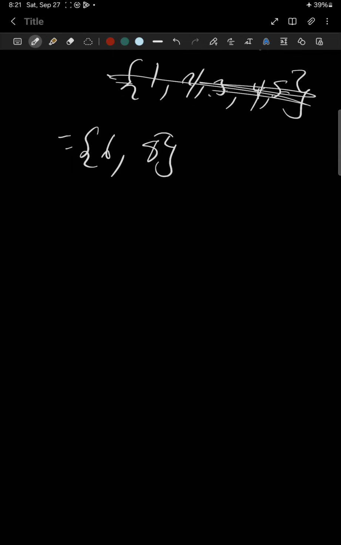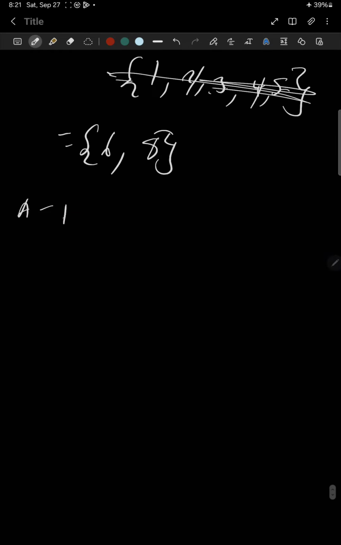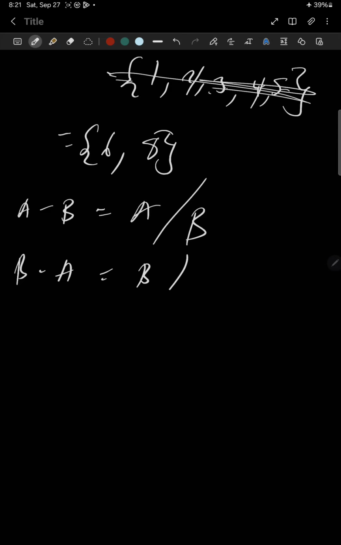I hope these things make sense, guys. Sometimes they'll not use the word A minus B; they'll use A slash B, which is the same as A minus B. And then B minus A is the same as B slash A. That's what they mean.